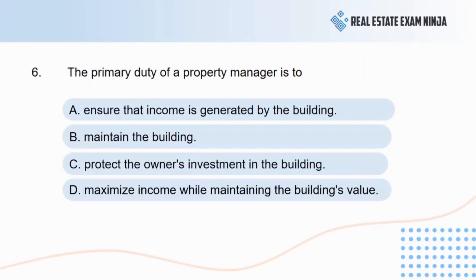Number 6. The primary duty of a property manager is to A. Ensure that income is generated by the building. B. Maintain the building. C. Protect the owner's investment in the building. D. Maximize income while maintaining the building's value.